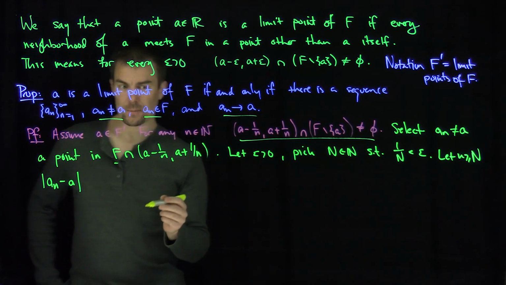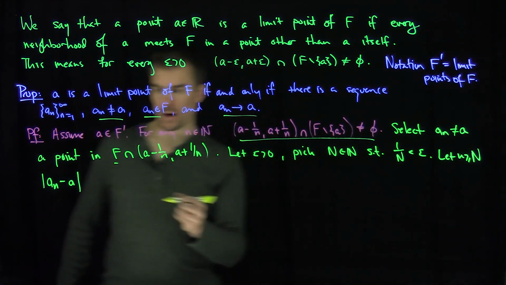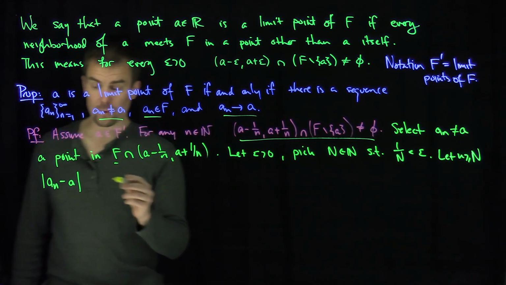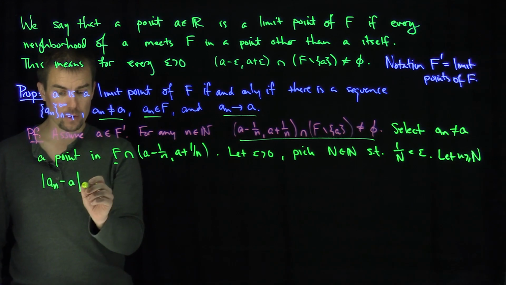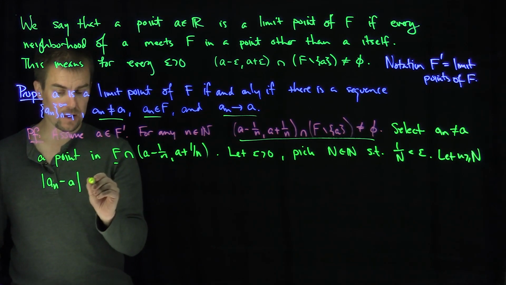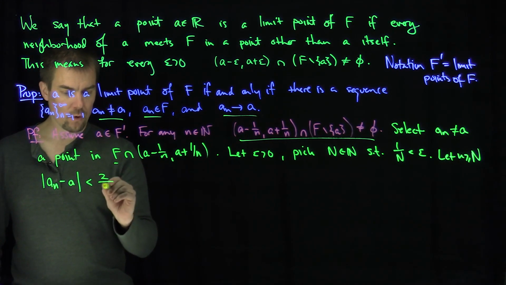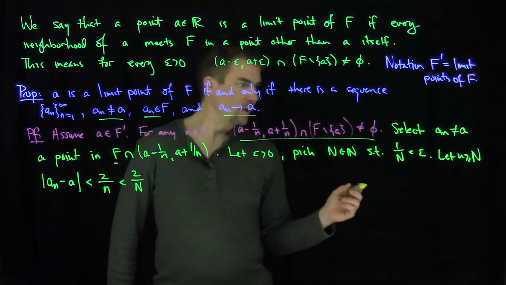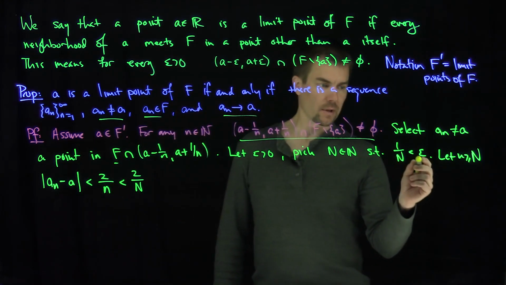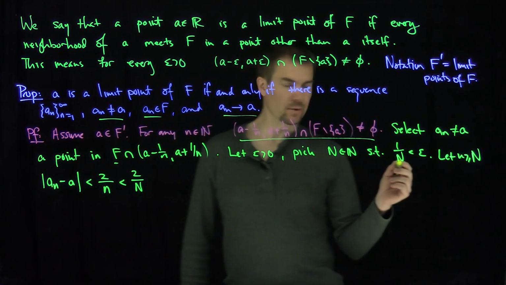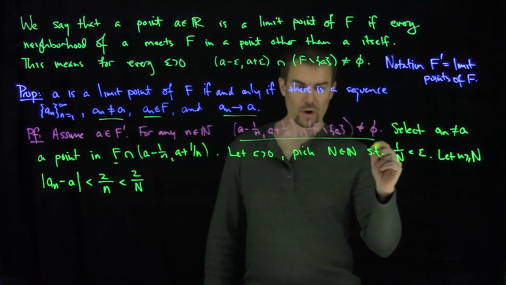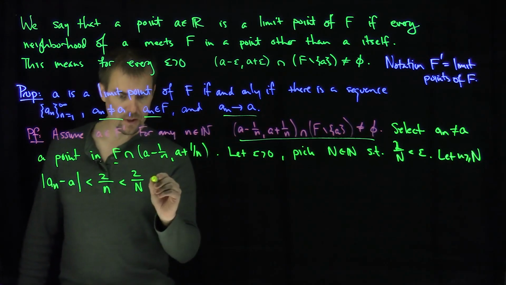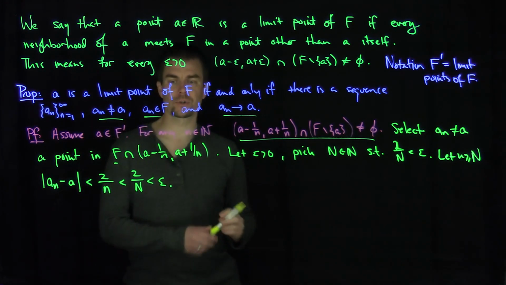Actually, I should put a 2 here, since this interval has length 2 over n. So the absolute largest the difference can be is less than 2 over n, which is less than 2 over N capital. Then I can say N capital is greater than 2 over epsilon to make this a little nicer. Changing this 1 to a 2 doesn't change the Archimedean principle, and that will give us exactly epsilon. Then that's less than epsilon. Okay, so that's the first direction.